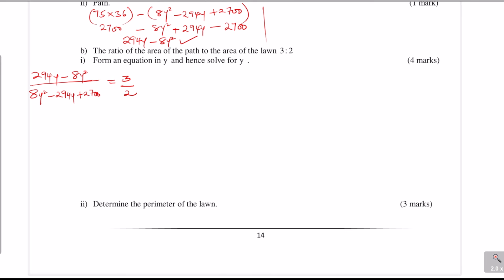So for this one, first thing you're going to do, you cross multiply. So you'll have 2 multiplied by 294y minus 8y squared is equivalent to 3 multiplied by 8y squared minus 294y plus 2700, like that.